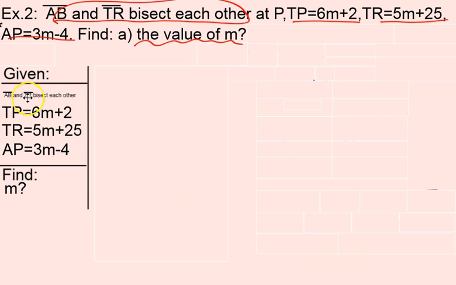Segments AB and TR bisect each other. This means that the two segments intersect and they are both bisectors. They both bisect each other. You have to be careful marking this diagram to make sure that your congruent segments are in the right places.